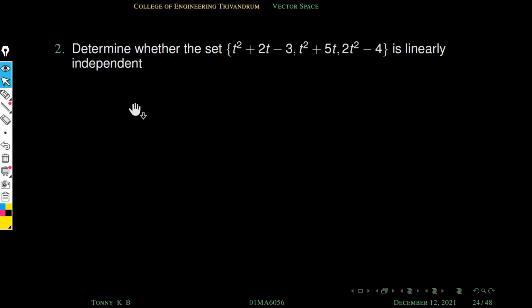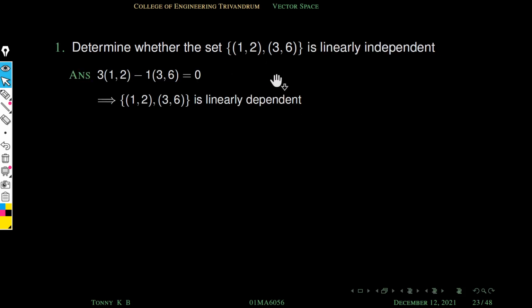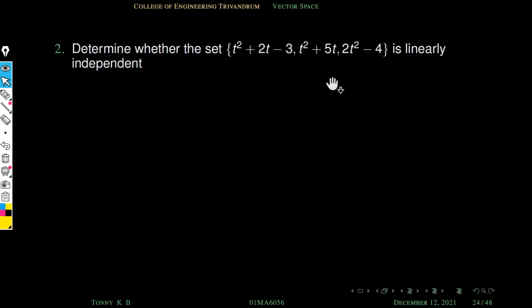Next problem. Determine whether the set {t² + 2t − 3, t² + 5t, 5t² − 4} is linearly independent or not. This is not direct because it is not a trivial example. In the previous case, it is very trivial; you can easily identify the scalars by observing the set. But in this case it is not trivial, so we have to apply a systematic method.